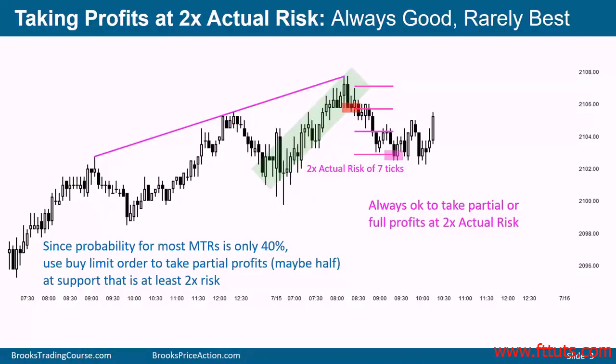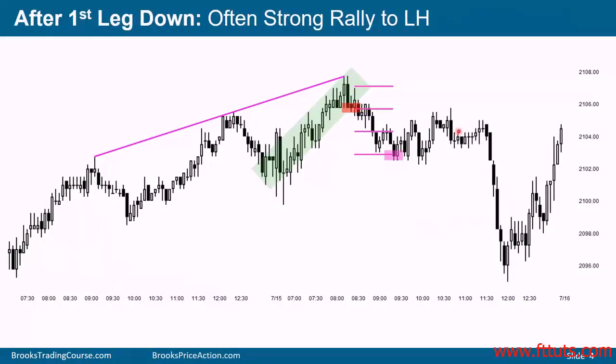But look what happened. The bears who held short, relied on their stop, and they sat through all of this, got a windfall profit all the way down to the bottom of the chart.